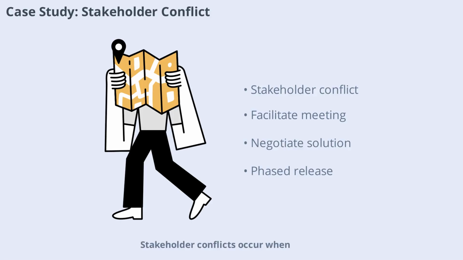Stakeholder conflicts occur when different stakeholders have competing interests. For example, marketing wants a feature released quickly, while quality assurance insists on more testing. The source is conflicting priorities and the stage is manifest conflict. You facilitate a meeting, clarify project objectives, and negotiate a phased release. Both sides' concerns are addressed and the project moves forward.